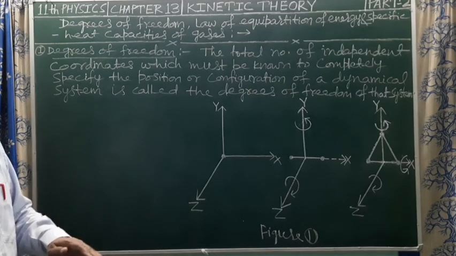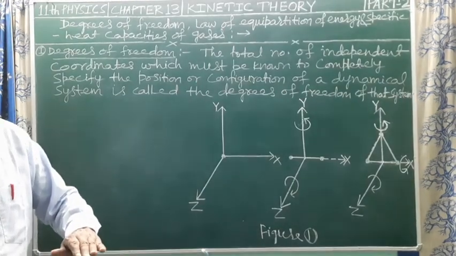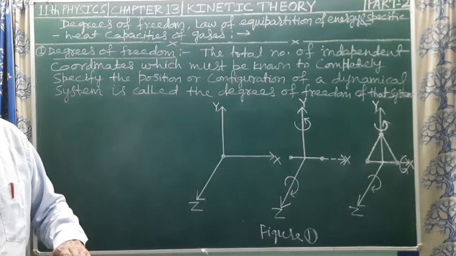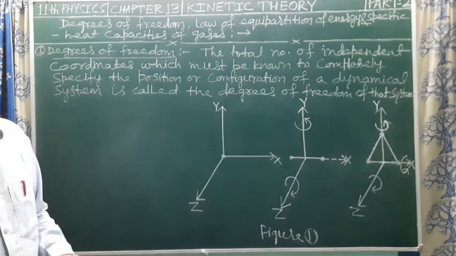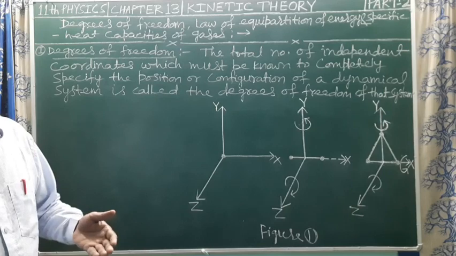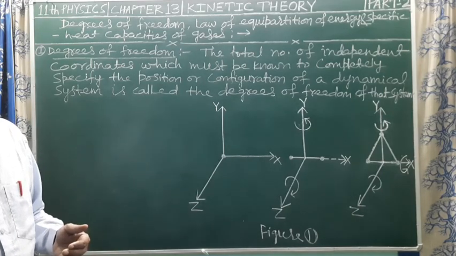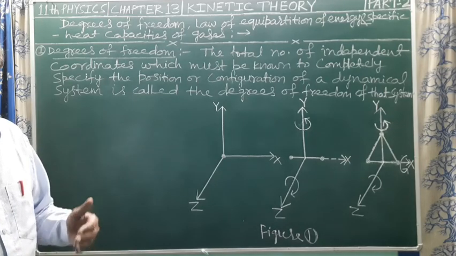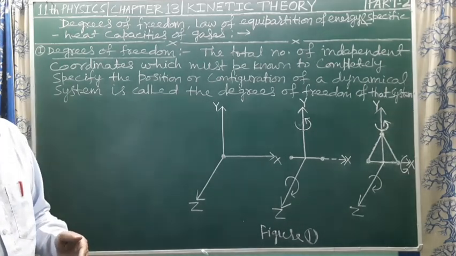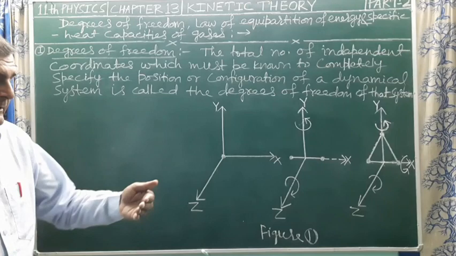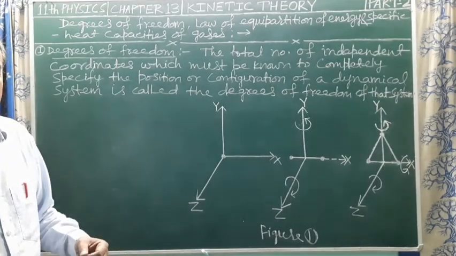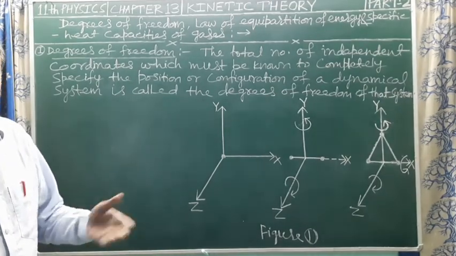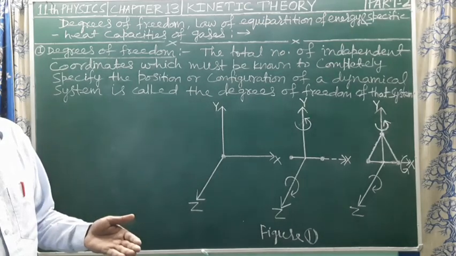If a particle is restricted to move along a straight line, then it has only one degree of freedom. Its position can be specified from the origin by the displacement of the particle along either x-axis or y-axis or z-axis.